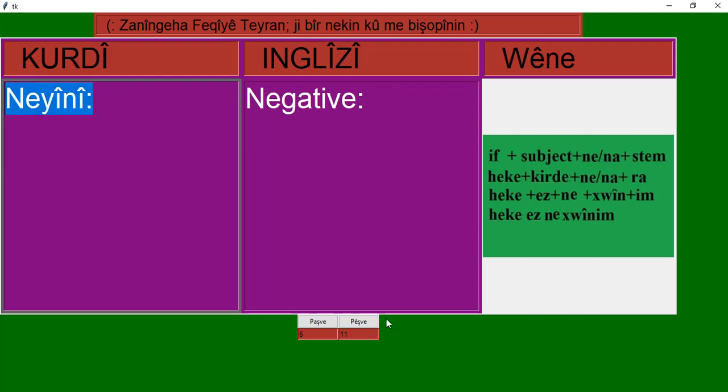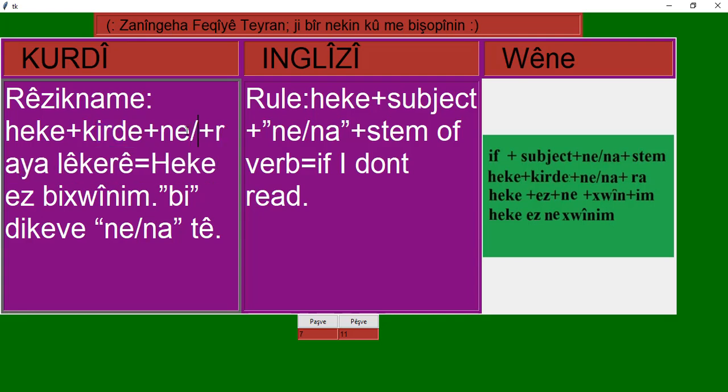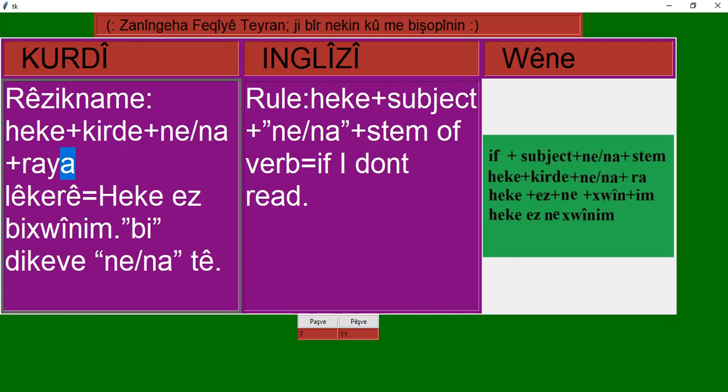Neni means negative. So how do we make a negative in Kurdish? There is a rule, and the rule is this. You put heke after this subject, after this na, this has also na, after this raya likari, which means stem of verb. Heke as bakhwinem, it says b is dropped. So b will drop, instead of b we will write na, like this we will have negative sentences in if statements. Okay, if I don't read, if I don't study, if I don't read, okay.